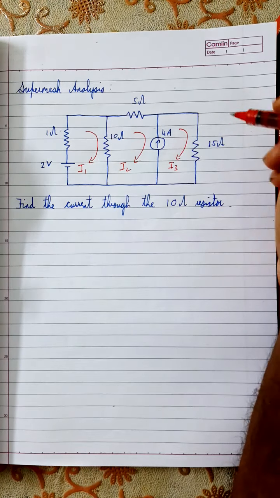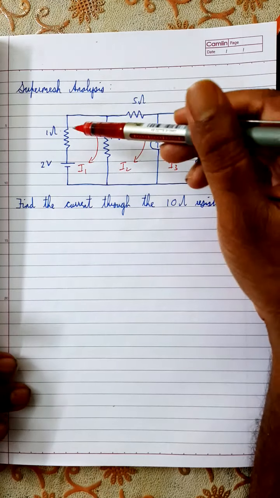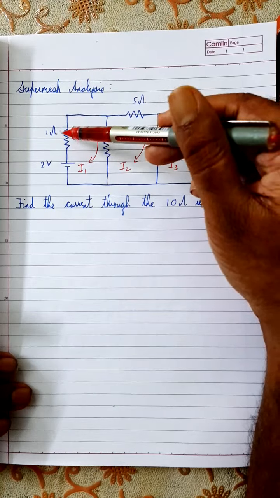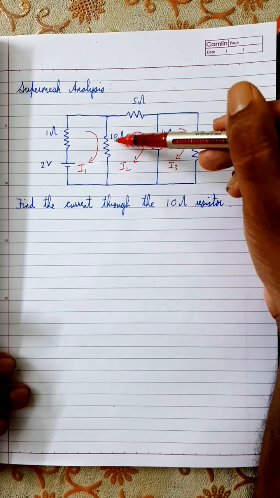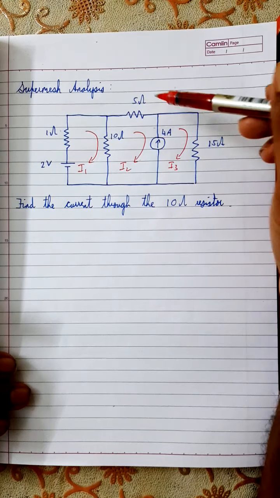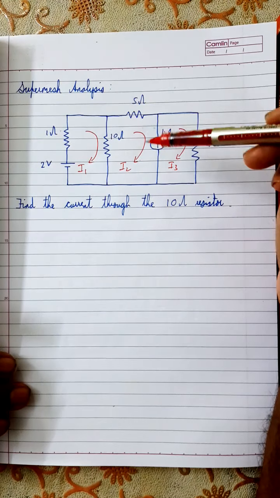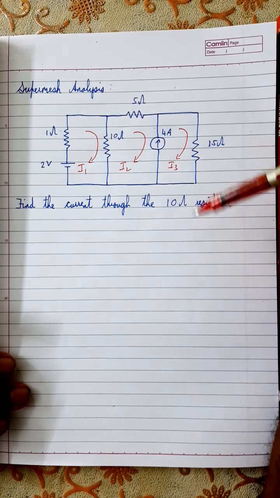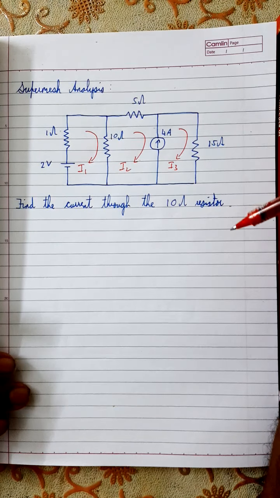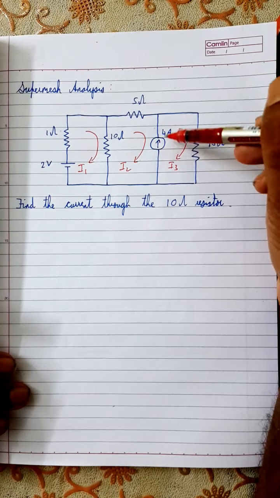Okay, so over here, what is the voltage across this 1 ohm resistor? I1 into 1. What is the voltage across this 10 ohm resistor? I1 minus I2 into 10. What is the voltage across this 5 ohm resistor? I2 into 5. What is the voltage across this 15 ohm resistor? I3 into 15. Now, what is the voltage across this 4 ampere current source?